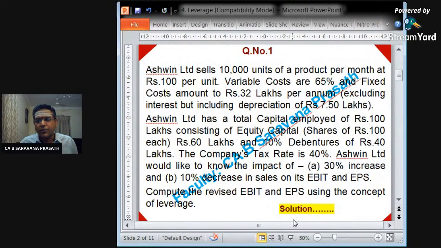So let's have a look at the solution. The slide before you comprises the entire solution. I will take you through it step by step.